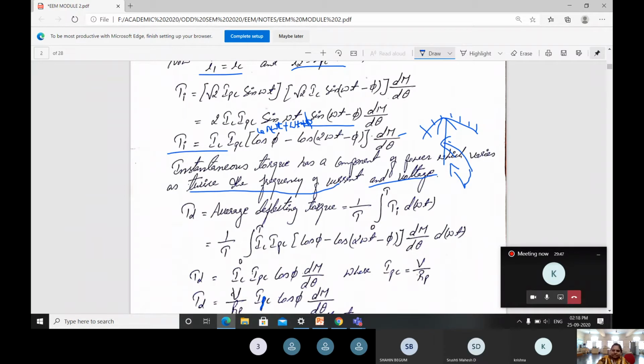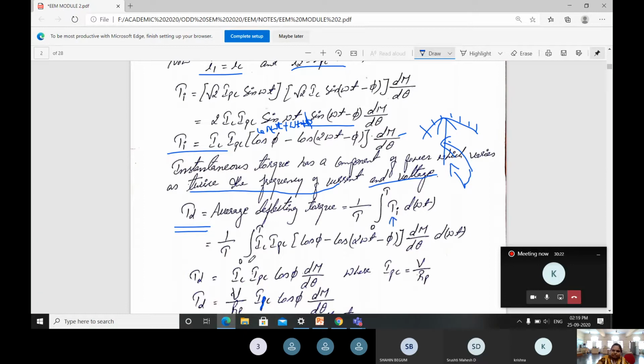So the average deflection torque is taken as TD. Instead of going for the instantaneous value, I am going to fix on the average value. It should not go for the higher value and it should not go for the lower value. At the average point, I am going to use my TD value. The average deflection torque is going to be taken as 1 divided by T. These are the standard equations: 1 by T integration 0 to T of Ti d omega t. Now you substitute for Ti here.